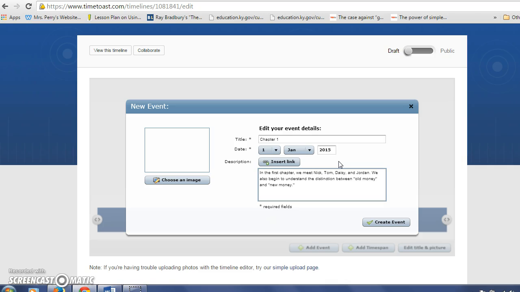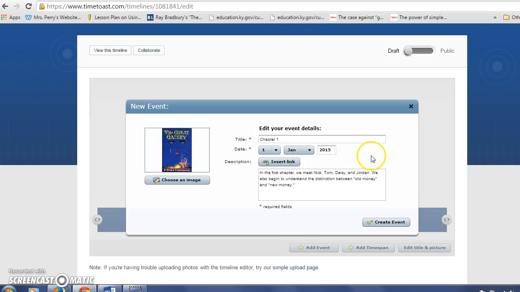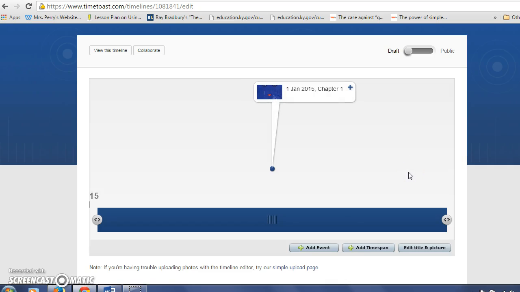All right, so we'll write a few sentences about the chapter, and then we want to choose an image to represent what was going on in that chapter. So since this is Chapter 1, I'm going to use the cover of the novel as my image. After I upload the image, I click on Done, and then my event can be created. So here's the first event.